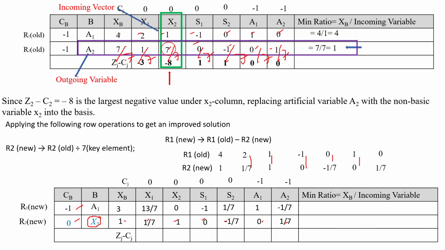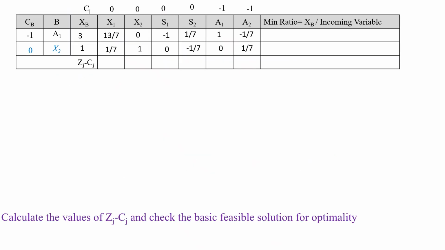So here always you have to remember, the key element should become 1. That's why we are doing the operation R2 whole divided by 7. Moreover, for the remaining elements in the incoming vector, the remaining element here is only 1, and here we have to get the 0. For this one I have to use the R2 new rule. So that's why we did these two operations. So this is the new simplex.